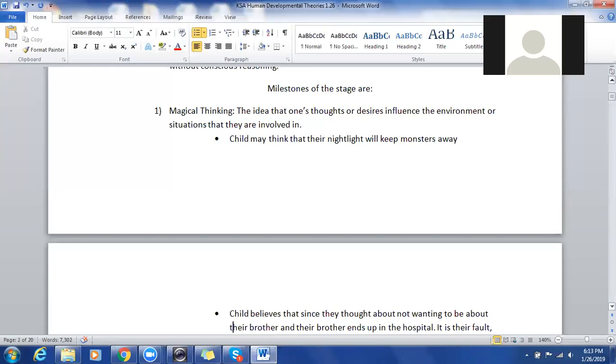The person thinks that they have way more influence than they actually do within the environment or their situation, or an object does. So an example is a child may think their nightlight will keep monsters away. So their belief in monsters is that they can have an imagination, and then the nightlight is magically thought of or amplified to have all-knowing power beyond the stream of light. Magically thought, like, wow, this nightlight has some superpower.